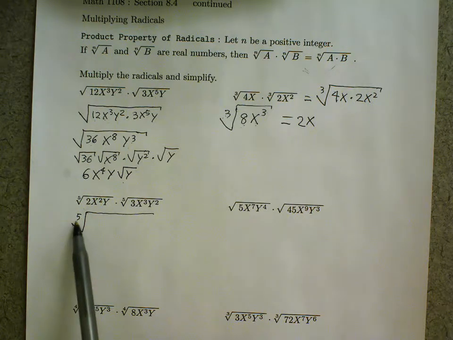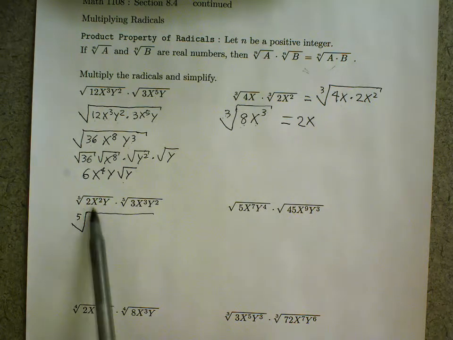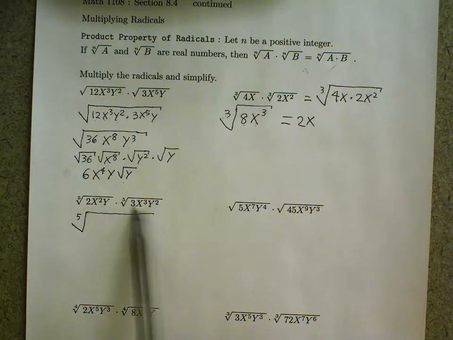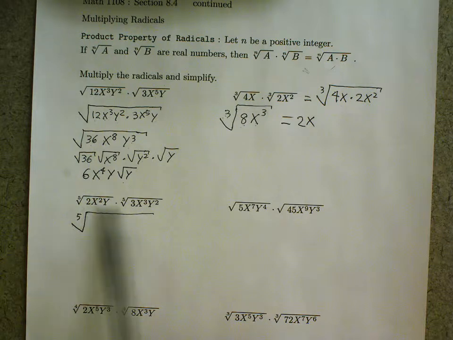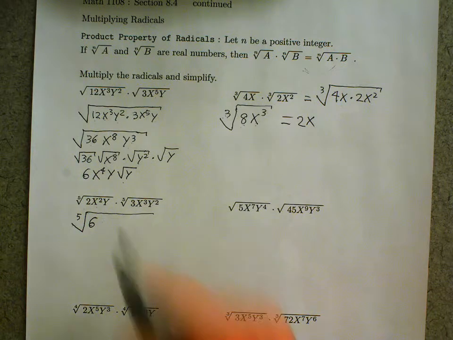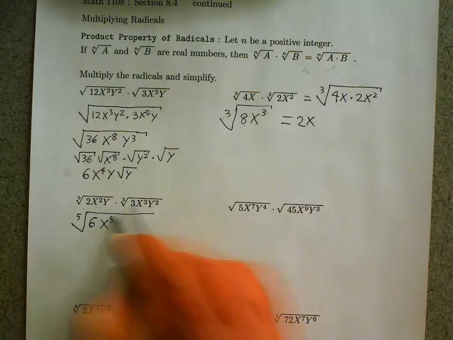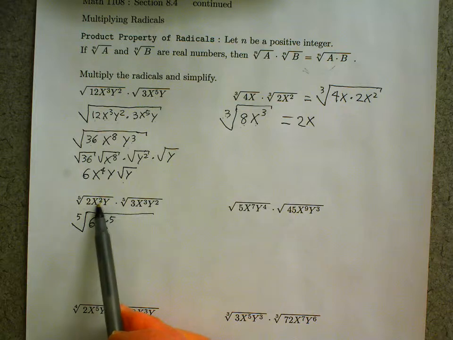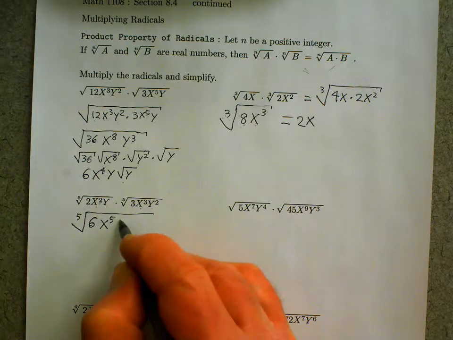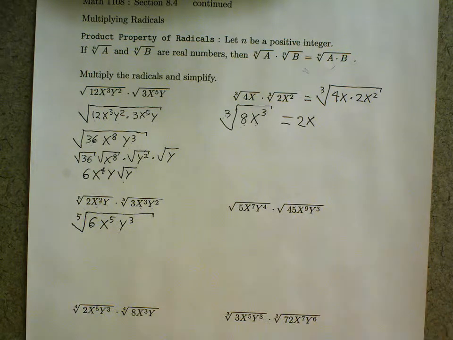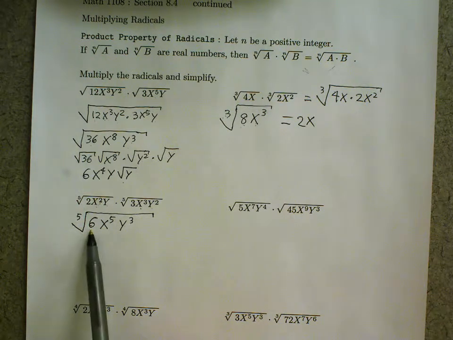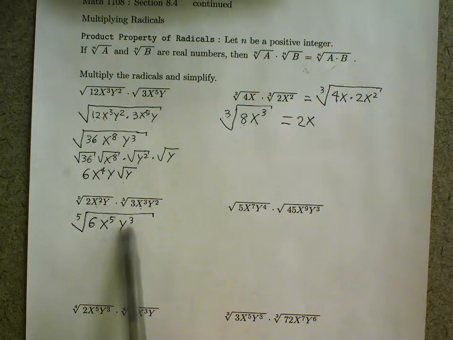So on this one, we could just write a single fifth root, and then we can visualize what the product of this radicand with that radicand will be. So 2 times 3 is 6. X to the second times x to the third is x to the fifth, because we're adding the exponents. And then y to the first times y to the second is y to the third. Okay, now we just focus on simplifying the fifth root of 6 times x to the fifth times y to the third.